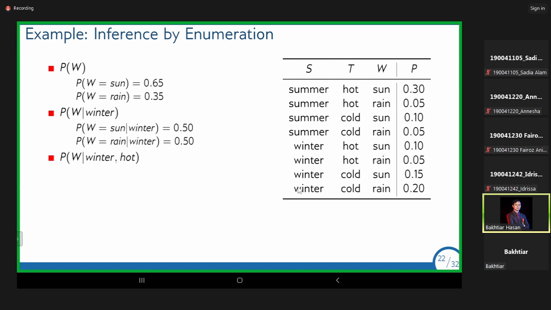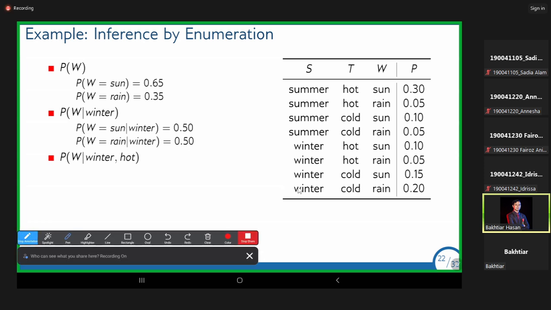The last one, the probability distribution of W when it's winter and hot. Given that it's winter and the temperature is hot, what do we do? Step 1, we select the rows that are consistent. So we will erase the inconsistent rows: this one, this one, this one, this one, this one, and this one. So we are left with 2 rows. There are no other hidden variables.